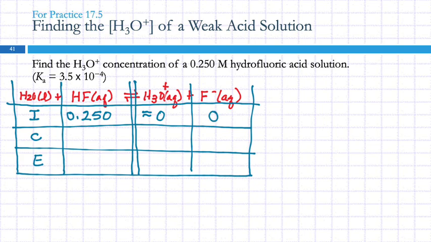Okay, so then we look at the change. Well, HF is going to lose x amount. H3O plus is going to gain x, and F minus is going to gain x.